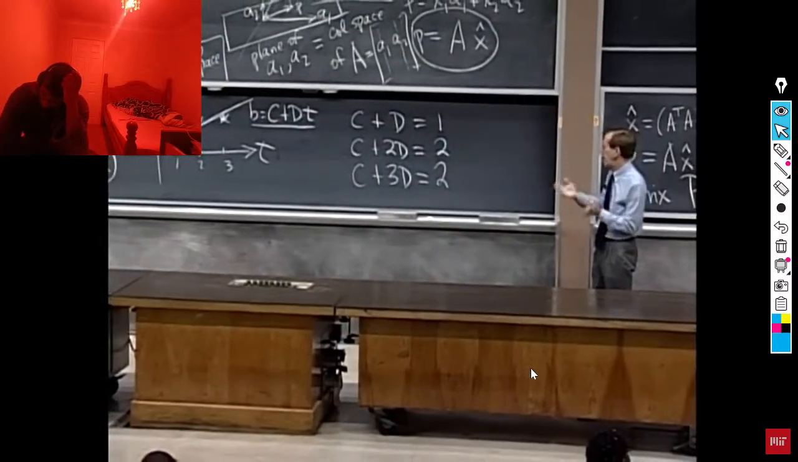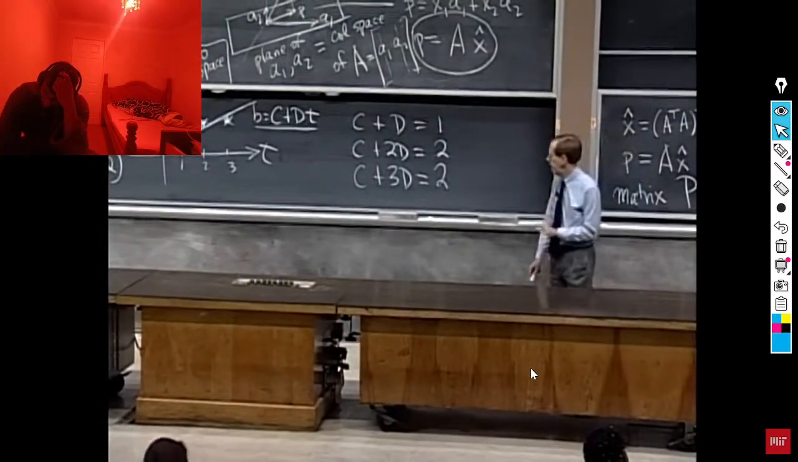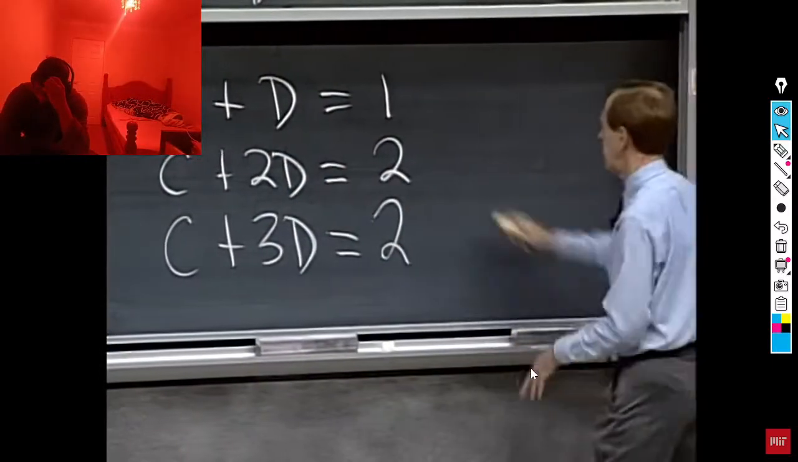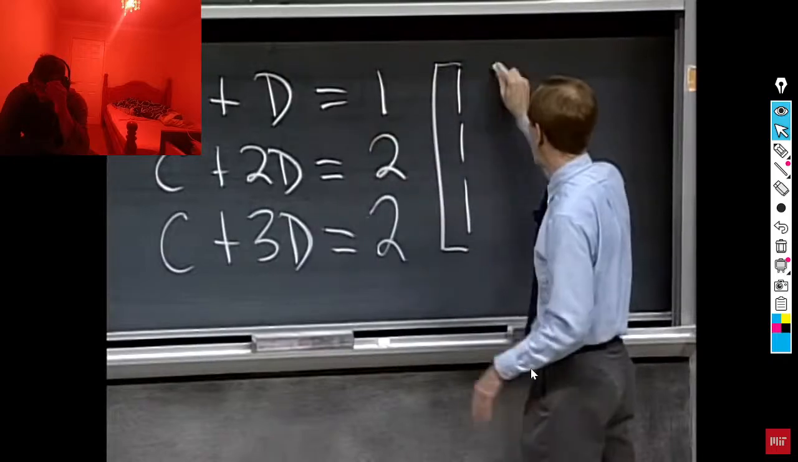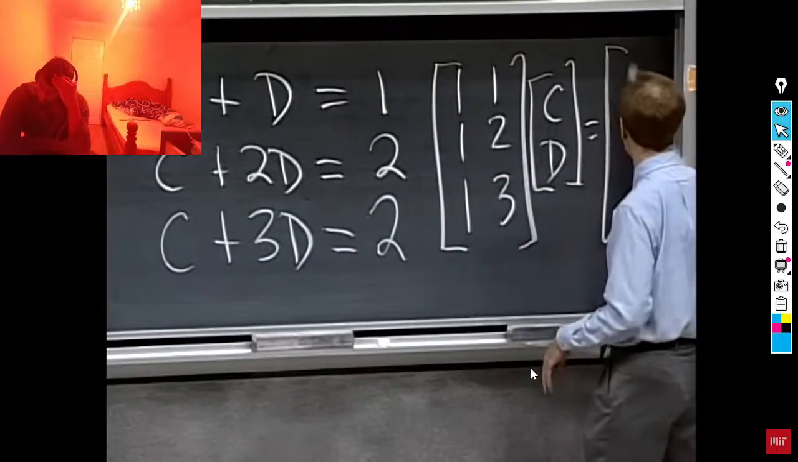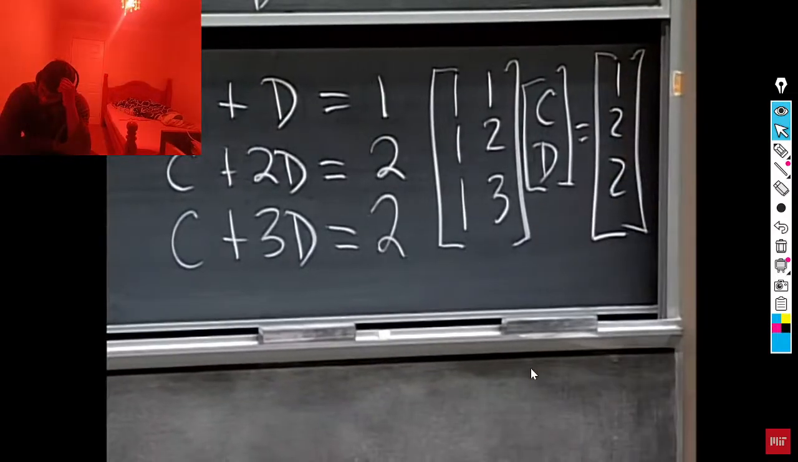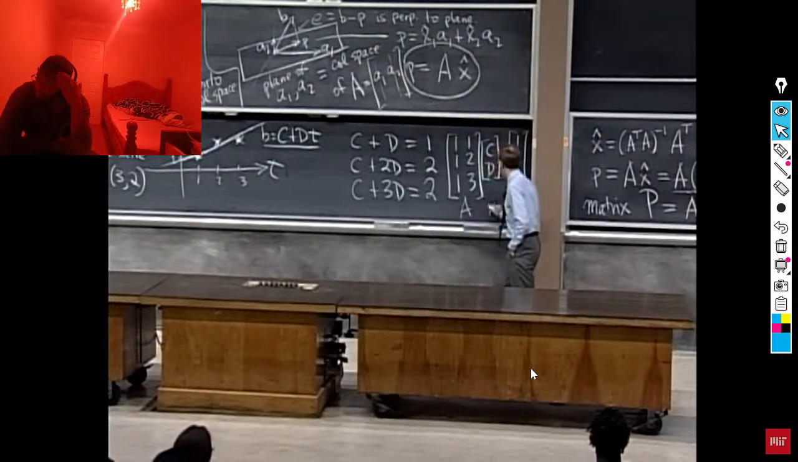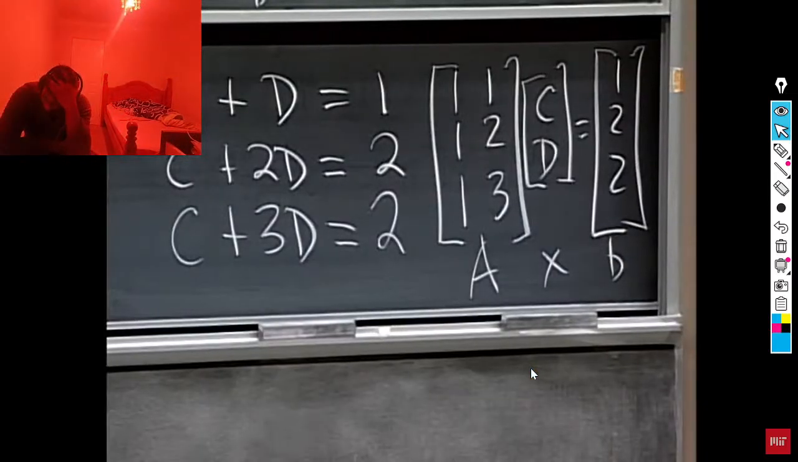So what is our equation AX equals B that we can't solve? I just want to say what's the matrix here, what's the unknown X, and what's the right hand side. So the matrix is a 3 by 2 matrix, with rows 1 1, 1 2, 1 3. The unknown is C and D, and the right hand side is 1, 2, 2. Systems of equations: I've taken my equations and I've said what is AX and what is B.